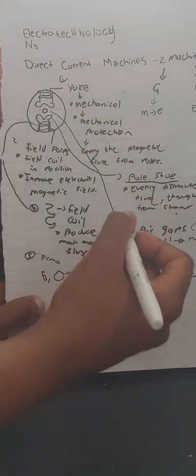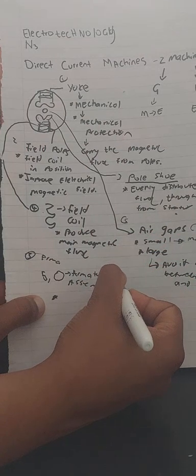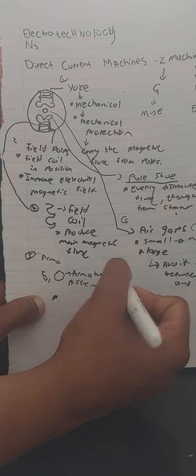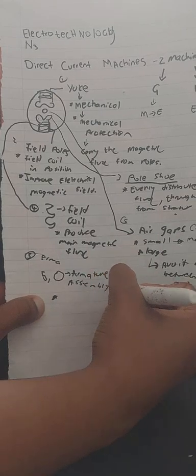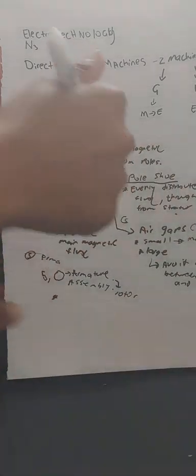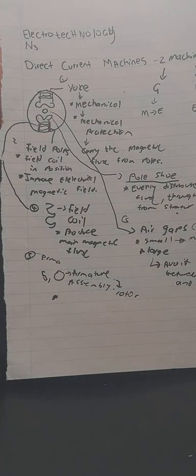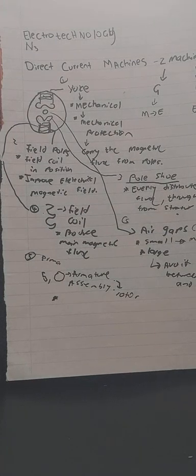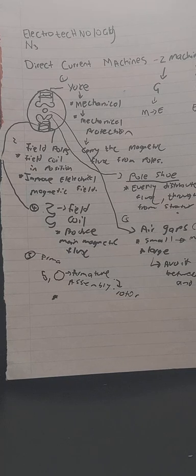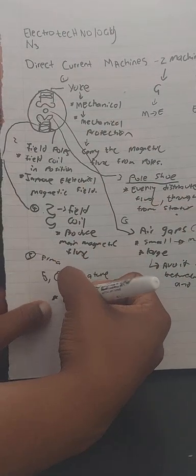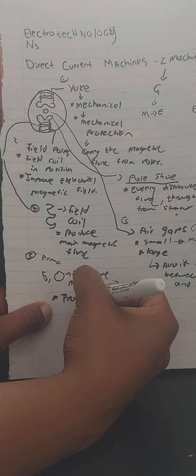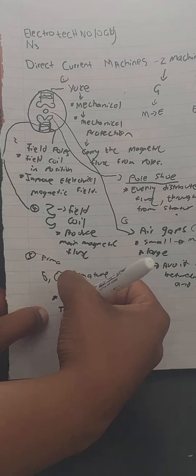When we are dealing with the armature assembly, we're talking about the rotor part, which means the part that is moving, right? Okay guys, so when we are dealing with the armature assembly, know that it is a moving part. What is the function of this moving part? It is to provide torque.